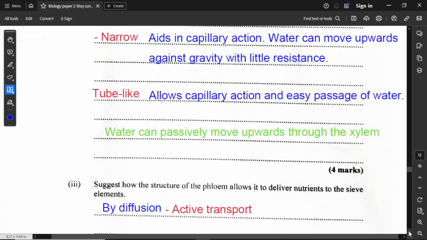And again, because of these factors or adaptations, we may call them, water can passively move upward through the xylem. So it moves easily with little to no energy, or little to no resistance.